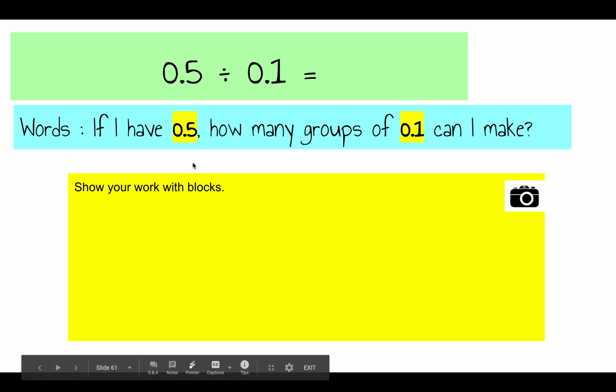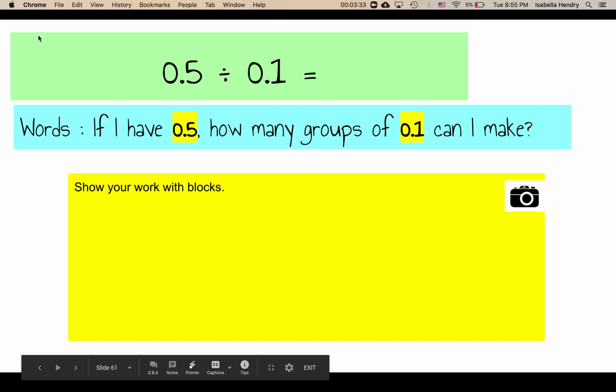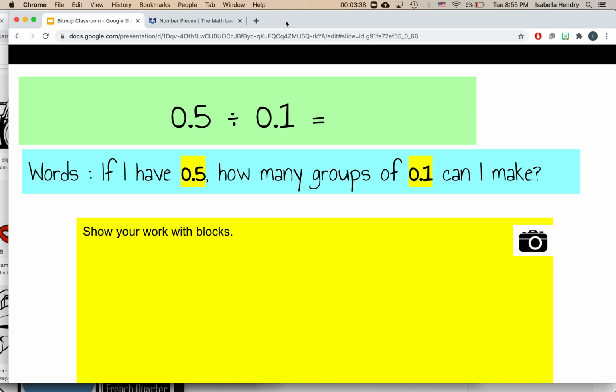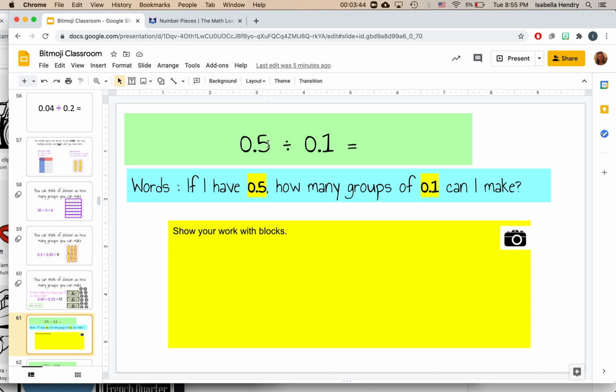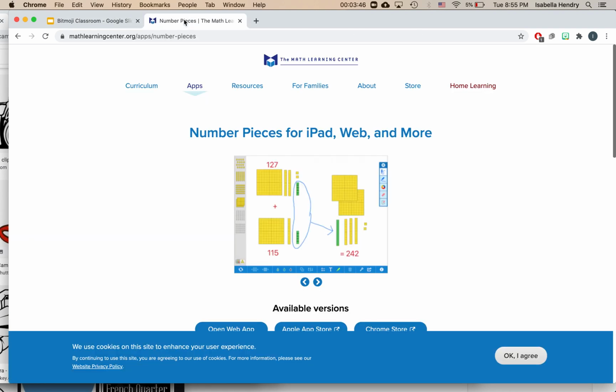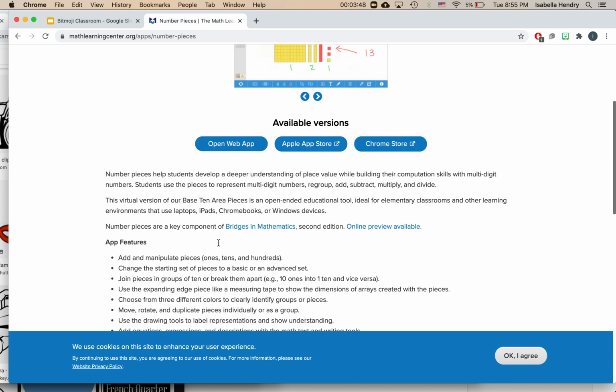Today for homework, we're going to practice some division. I'll show you how to do the first one as an example, and then I'll let you try the rest on your own. Our first example is 5/10 divided by 1/10. You can use your blocks, which is easier, but if you don't have your blocks yet, we have the web app.